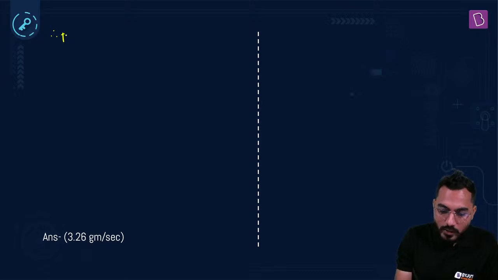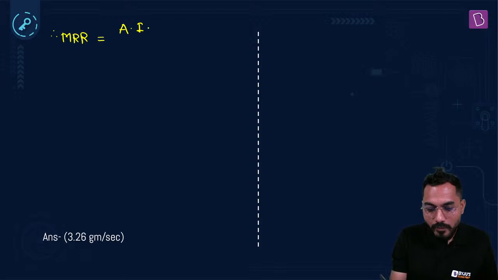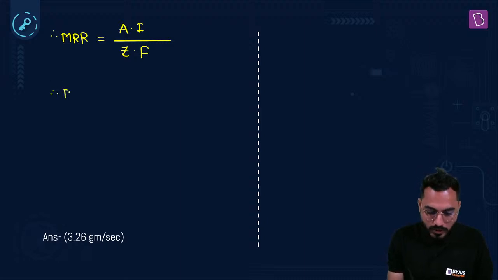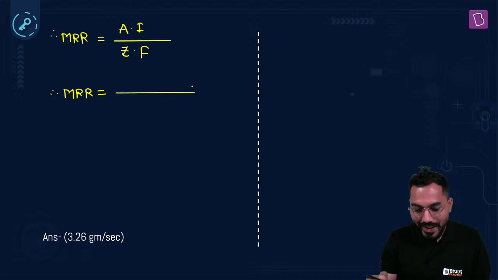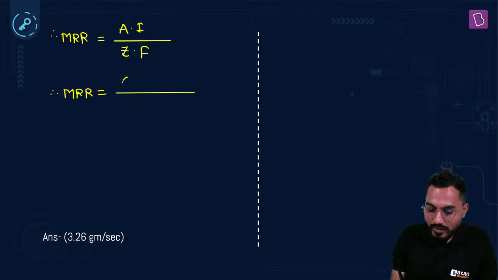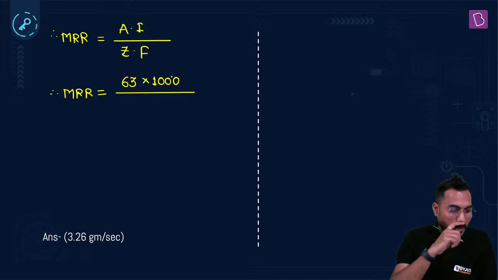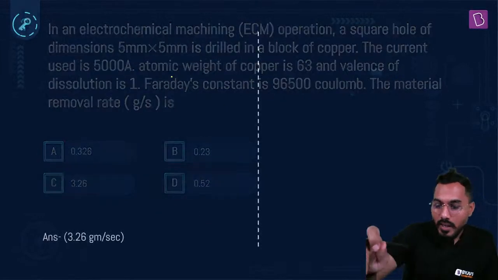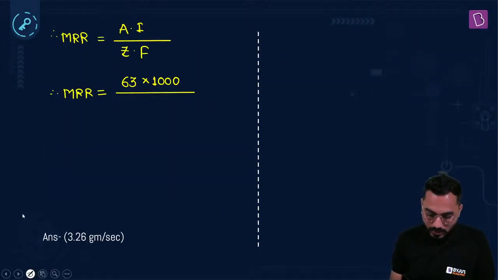So what can I write down? Material removal rate is exactly equal to A into I divided by Z into F. A stands for gram atomic weight. So how much is the gram atomic weight? 63 gram. Multiply by the current. How much is it? I think it is 5000 ampere. 5000 ampere is the current flowing, so we can replace it here easily.